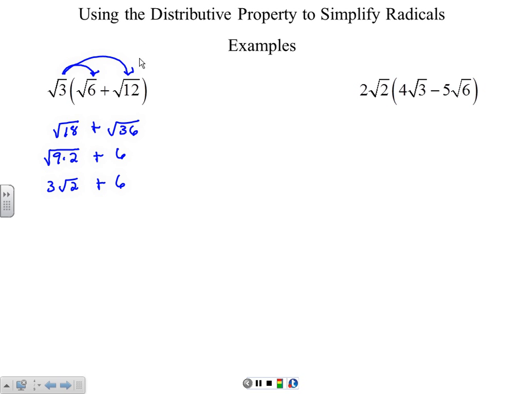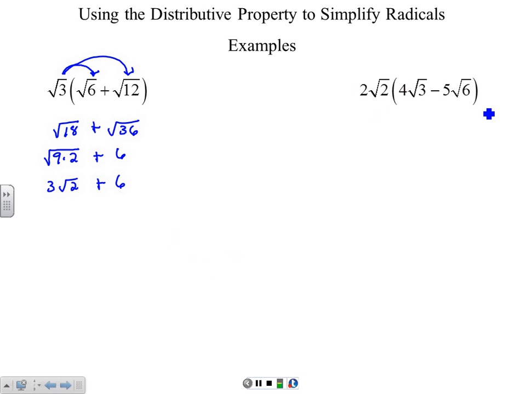And I cannot put these together because they're not like radicals. Remember, you've got to have like radicals before you can add things together. So that 6 would have to have a square root of 2 before I could put those together. And since it doesn't, they're not like, and you can't put them together.